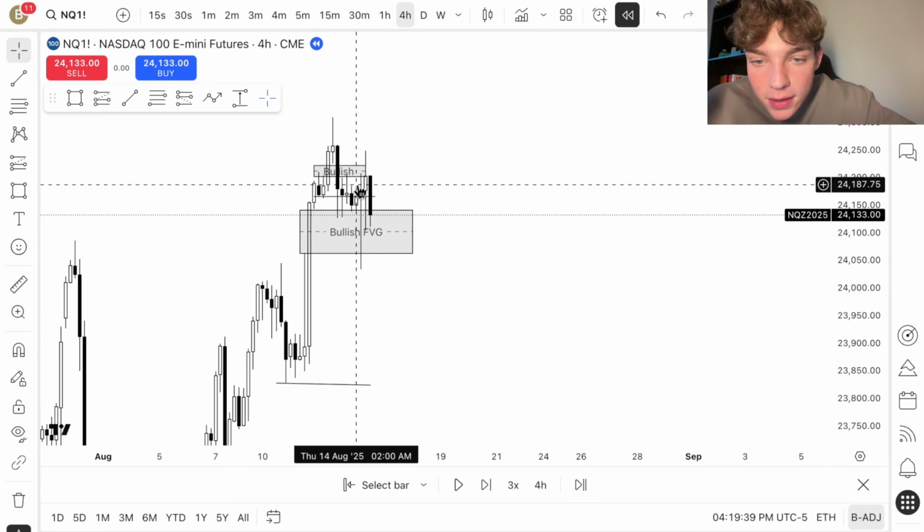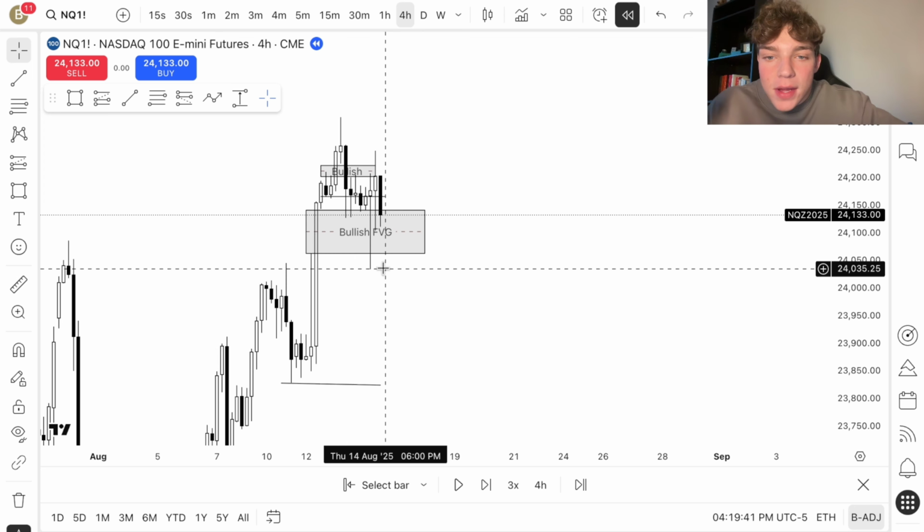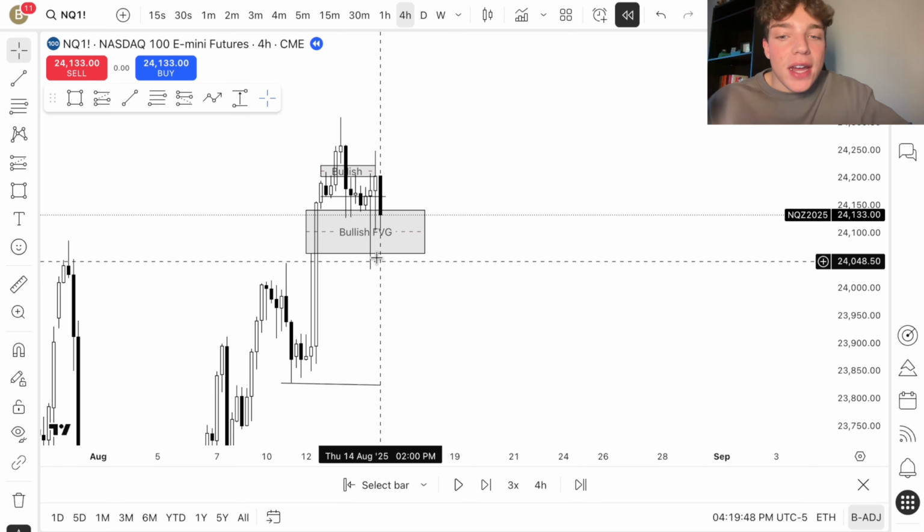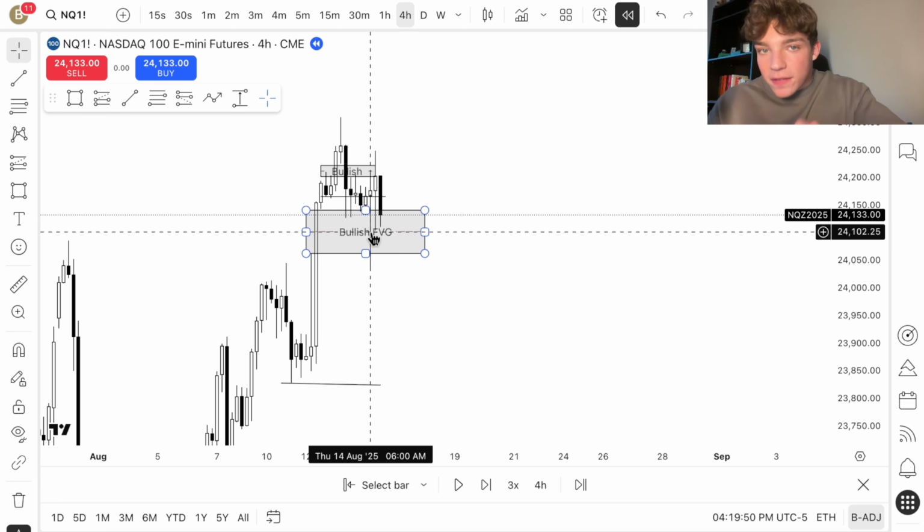Now, just make note of something. This candle came down below this fair value gap. Am I bearish? No, we didn't inverse it. In order to inverse it, the body has to close below the fair value gap. We're not bearish yet until this fair value gap gets closed below. Don't get faked out by any of this.